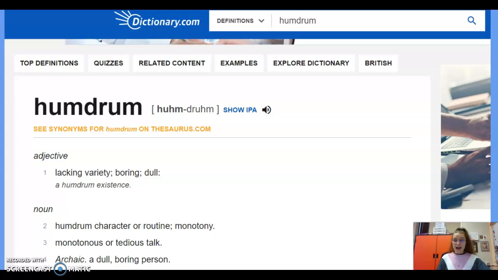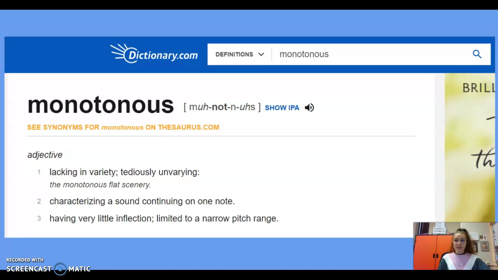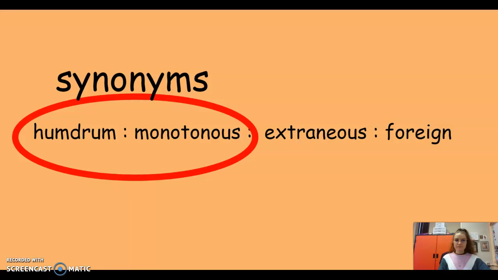So here you can see I looked up the word humdrum. It means lacking variety, or boring, or dull. But what about monotonous? I also looked up monotonous, and it also says that monotonous is lacking in variety. Both words, humdrum and monotonous, talked about lacking in variety, which means that humdrum and monotonous are synonyms.